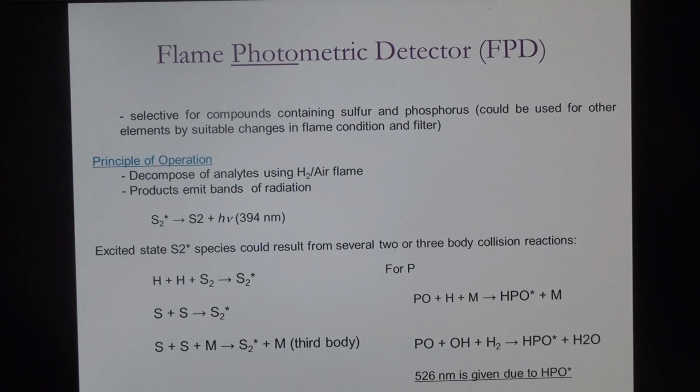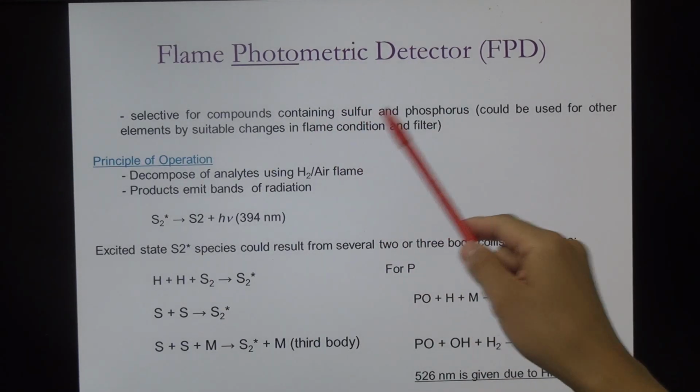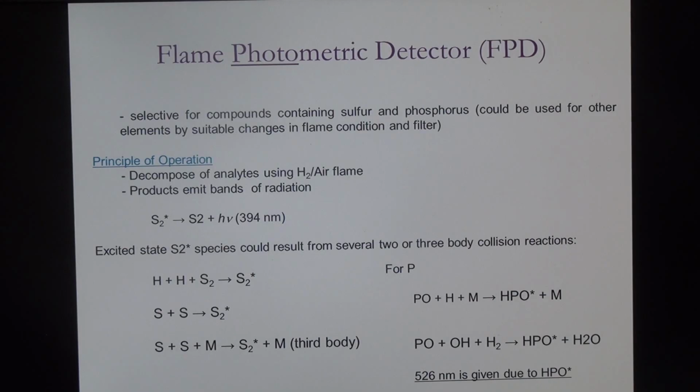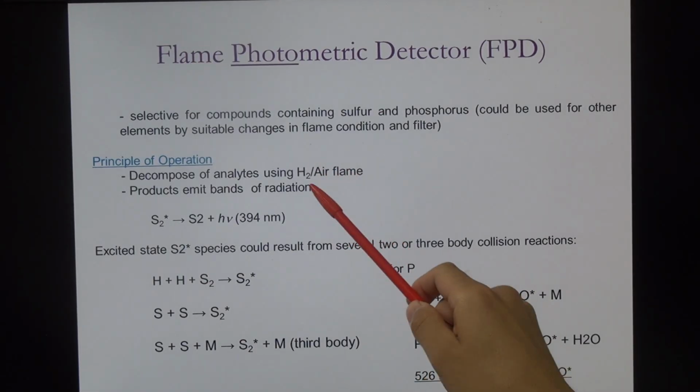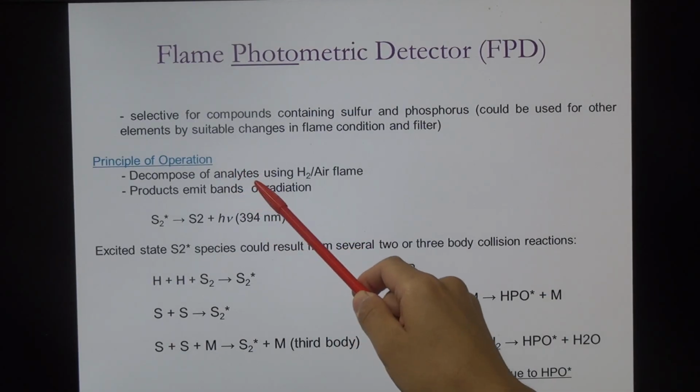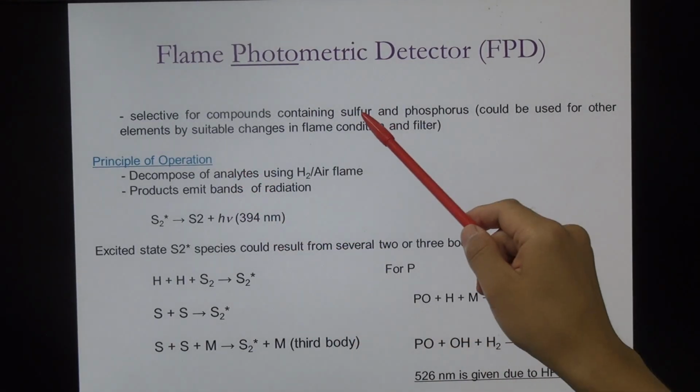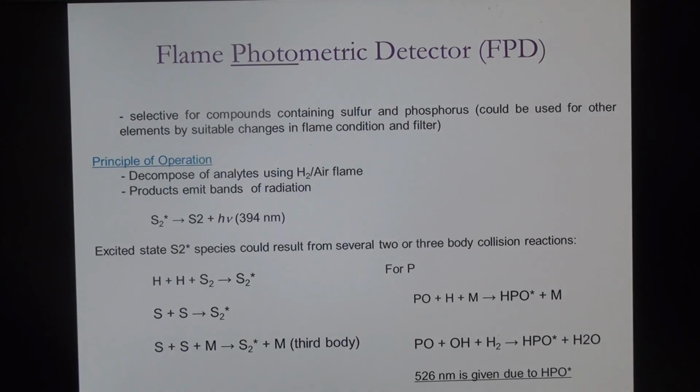Flame photometric detector is special. They are especially very sensitive for compounds with sulfur or phosphorus. Similar to FID, they also use flame, hydrogen air flame, so we basically decompose analytes, and especially sulfur or phosphorus containing compounds form different kinds of excited state molecules, and they give off specific wavelength of light. So by measuring these specific wavelengths of light, we can detect compounds containing sulfur or phosphorus.